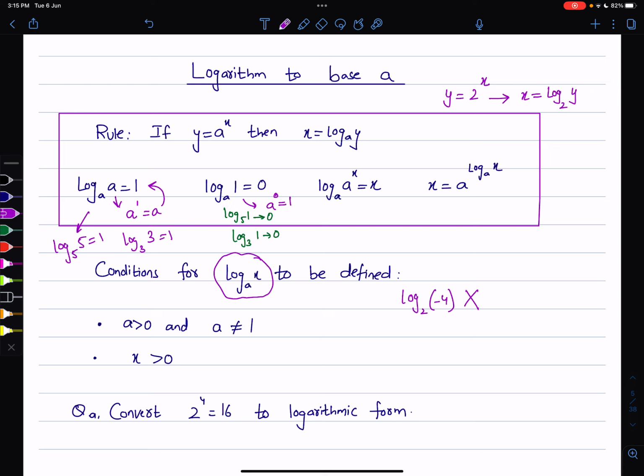Log to the base a of a to the power of x is equal to x. The reason being, if we convert this into an exponential form, a to the power of x comes out to be equal to a to the power of x, which is true. So this means that log to the base 5 of 5 to the power of 2, the answer is going to be 2, the power. Log to the base 9 of 9 to the power of 3 is going to be just 3.